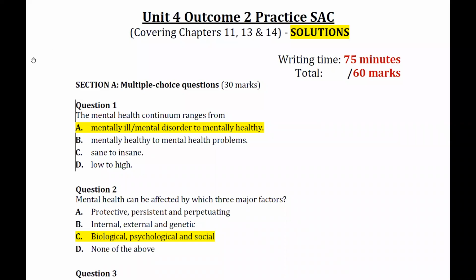Okay, so today we're just going to go through the solutions to the practice SAC that you guys recently did, that was on the school box since last week. Now this is the practice SAC that covered chapters 11, 13 and 14. So just going to run through solutions for this.